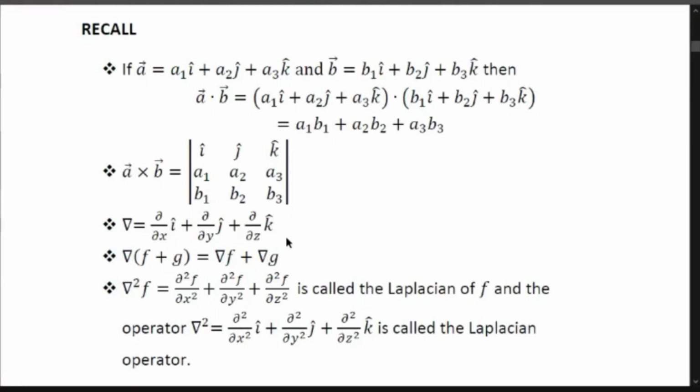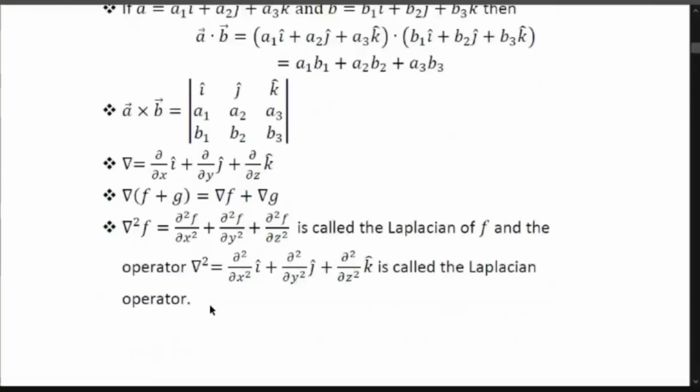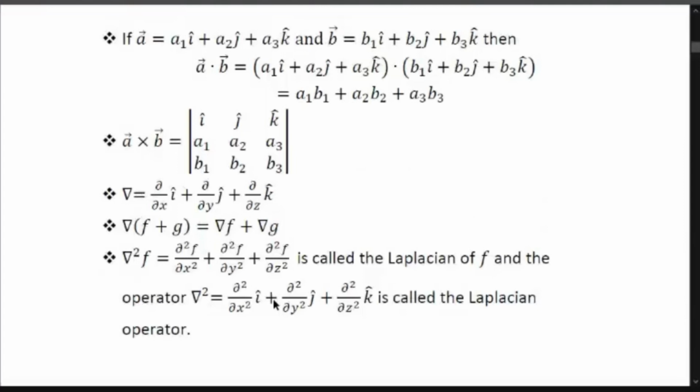And del, we have already defined, the gradient operator, del. Del of f plus g is actually del f plus del g. Del square of f is defined as dou square f by dou x square plus dou square f by dou y square plus dou square f by dou z square, and it is called the Laplacian of f. And the operator del square is called the Laplacian operator. Okay, so these are the things you need to know.